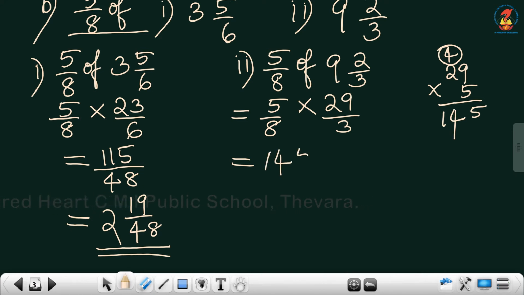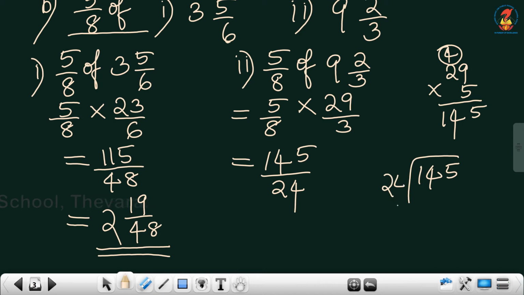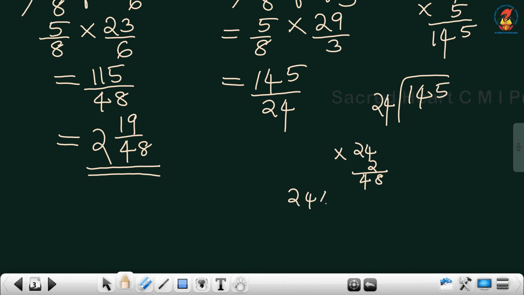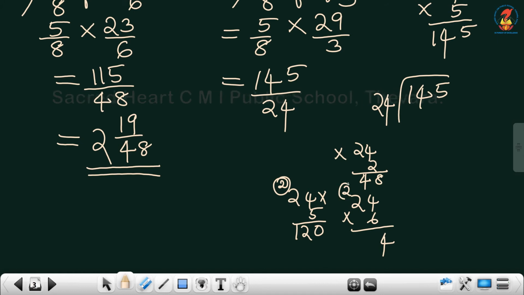So what is the answer you got? 145 by 24. Again, it's an improper fraction, so you find out the mixed number. 24 into which multiples will come? 24 into 2, what is the answer? 48 will come. Again, find out the multiples of 24. 24 into 5 is 120. 24 into 6, what is the answer? 144 will come.